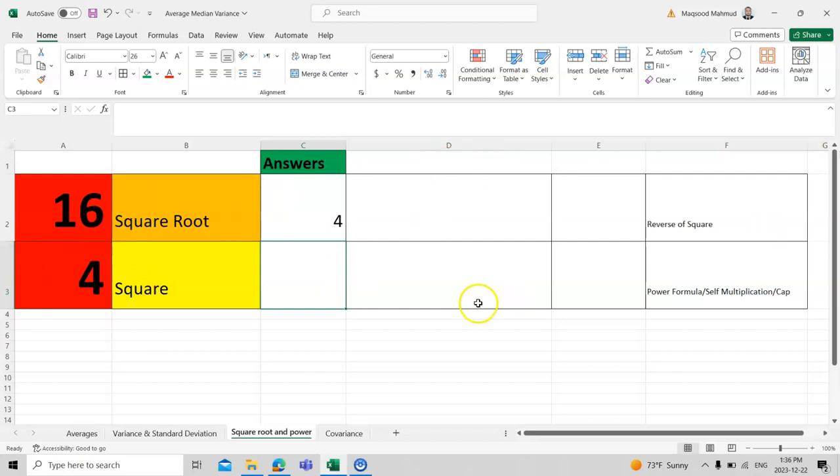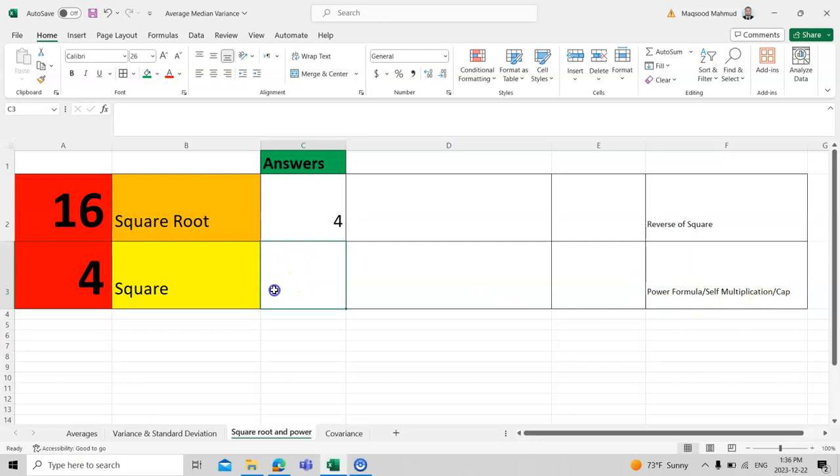Square root is basically like reverse of square. You reverse a square. So we are gonna be also learning about three different methods for square root: power formula, self multiplication, and cap.